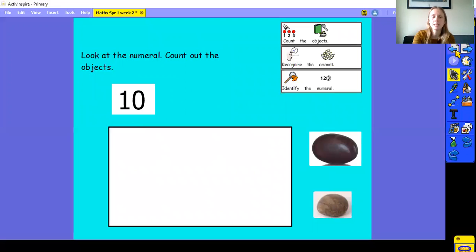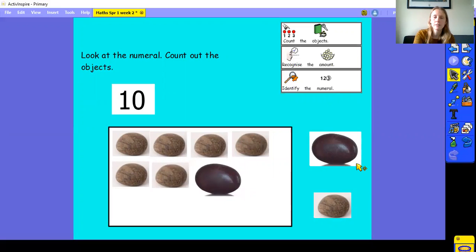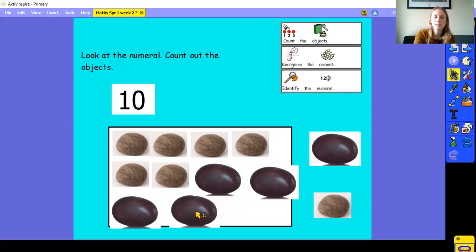What numeral can you see this time? Well done if you said it's number 10. Let's count out 10 pebbles. I'm going to start with the smallest first this time. 1, 2, 3, 4, 5, 6, 7, 8, 9, 10. Here I have 10 pebbles inside the box.